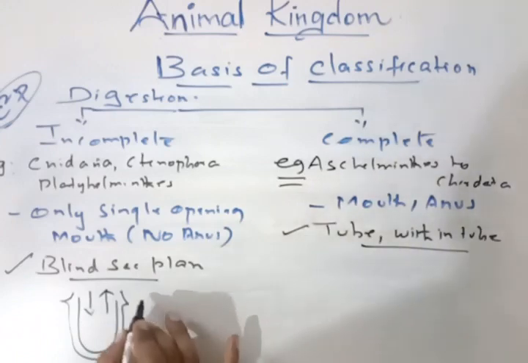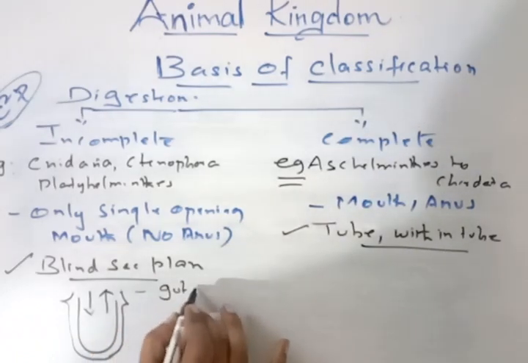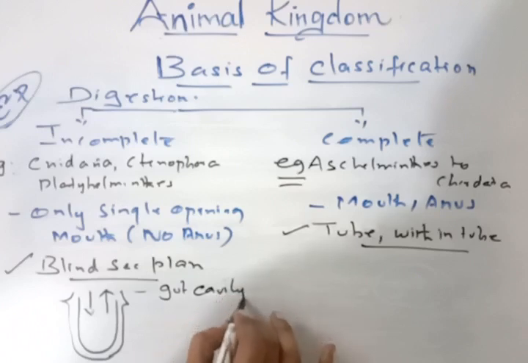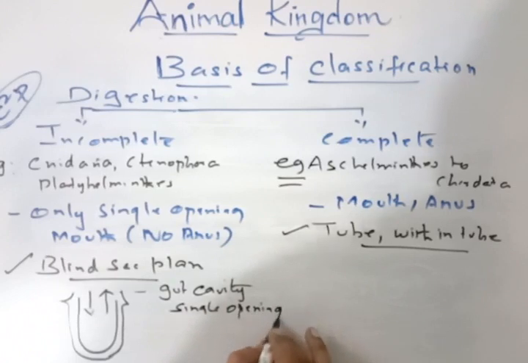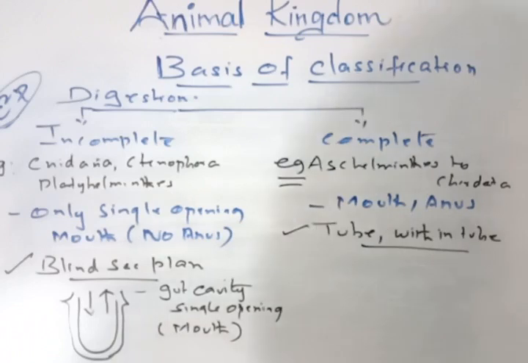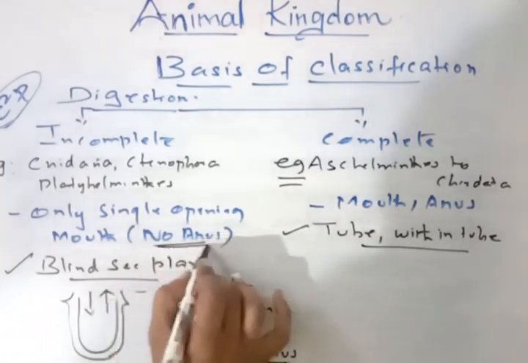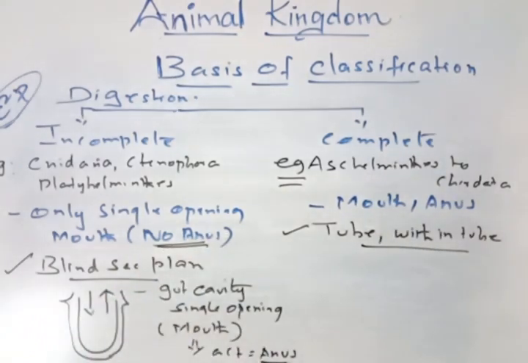Here we will have the gut cavity. Gut means alimentary canal, I told you. The gut cavity will have only a single opening. That means only the mouth is present. There is no anus; the anus is absent. So the alimentary canal is in the form of a blind sac. The mouth will act as the anus. Why? Because there is no anus. Understand? So that is what the blind sac plan is. Is that clear?